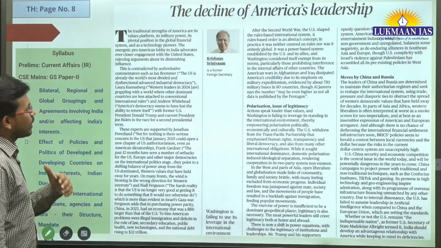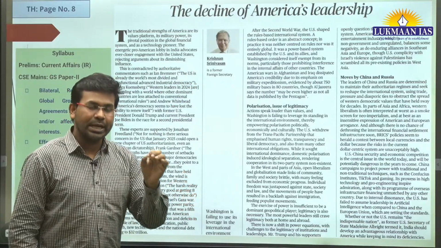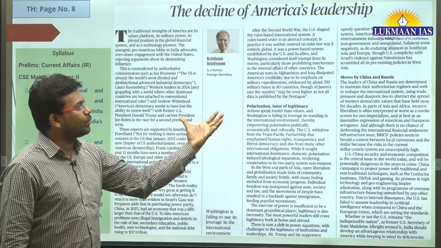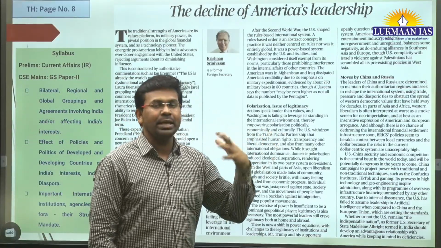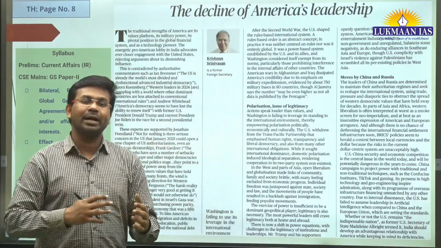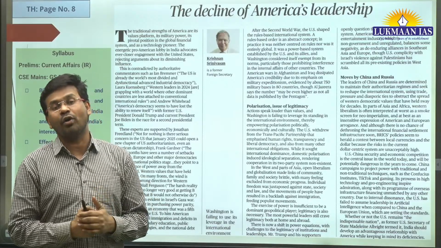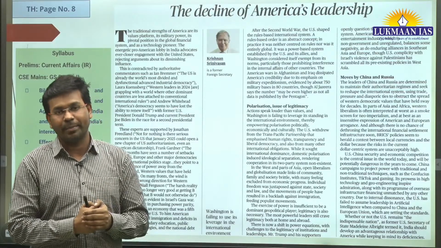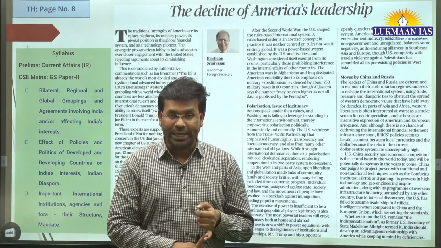Now, with this, we came to another topic. It says the decline of America's leadership. So we are going to discuss international relations. This is going to be important from GS paper 2 point of view under international relations. And why are we understanding about America? It is because America has been a very close ally or close friend of India. India shares very good ties with the United States of America when it comes to defense, when it comes to geopolitics, when it comes to trade.